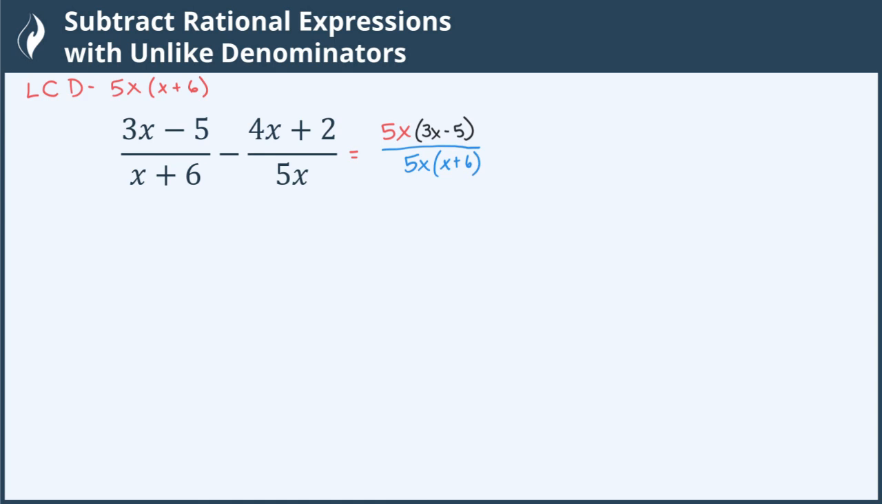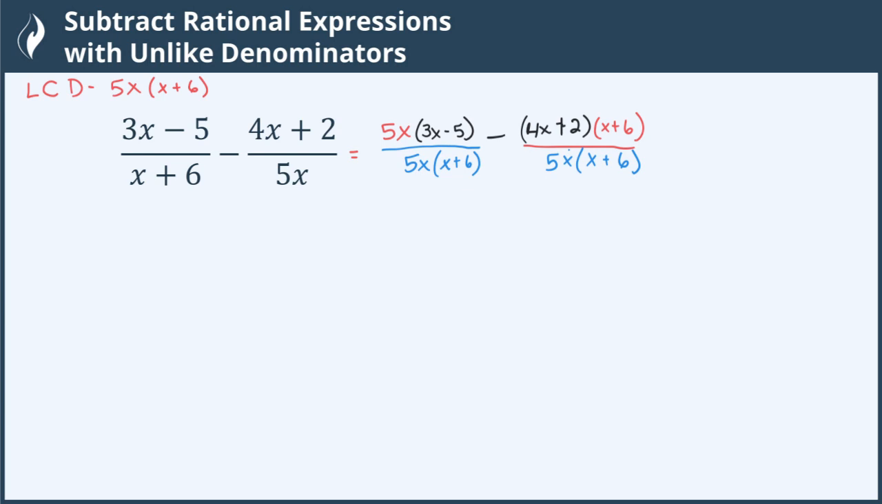Okay, and then the next thing I have is a minus, right? A minus 4x plus 2. Okay, and what's missing? We have a 5x here, so we're missing the x plus 6. So I'm going to multiply it by the x plus 6, and that's going to be all over my common denominator of 5x times the quantity of x plus 6.